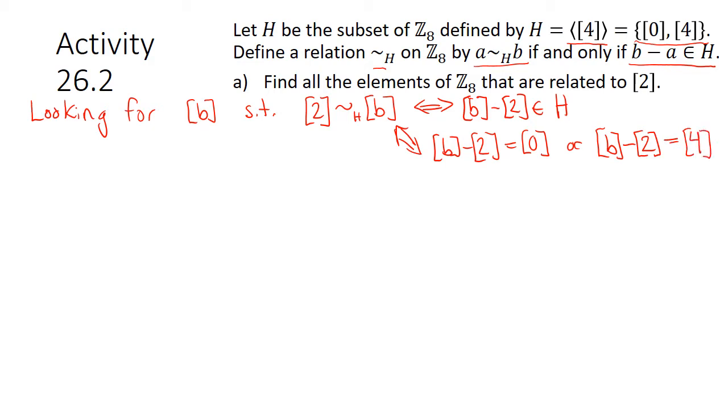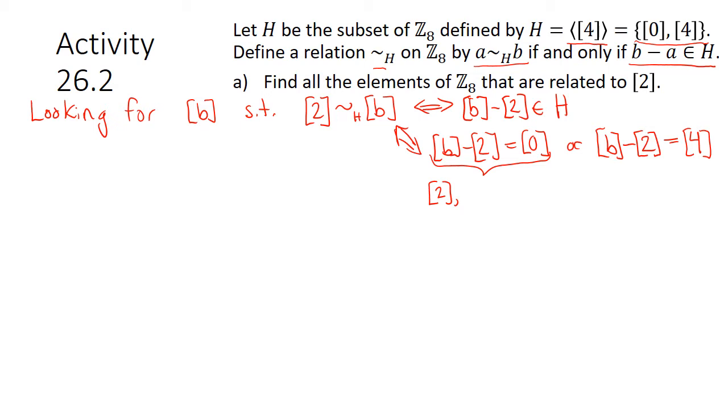Okay, so I think now that I've restated it in this last form here, it's a little easier for me to see what to do. So let me look at this one first. So what are all the elements that if I subtract 2, I get 0? So we're talking about 0 in Z8, of course. So let's see, I think we could have 2.